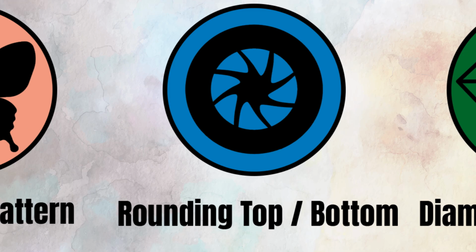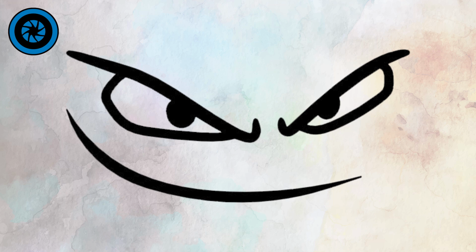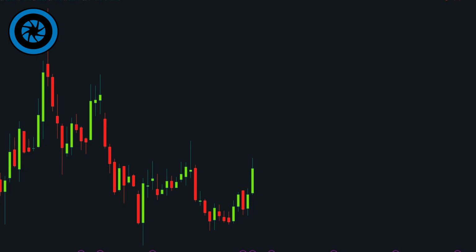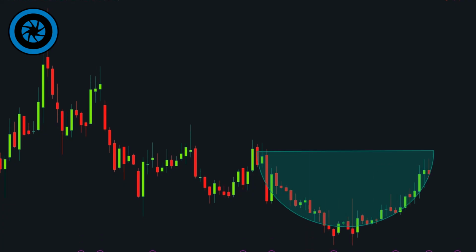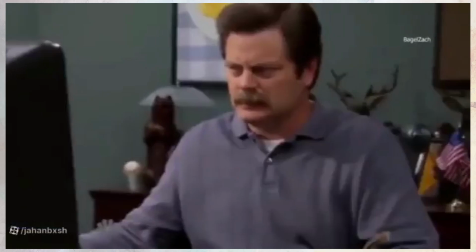Rounding top or rounding bottom, saucer. Slow turns. These patterns show a very gradual reversal, where price slowly curves upward, bottom, or downward, top, like a saucer. Observe this rounding bottom. The price slowly and smoothly curved downwards, then just as smoothly started curving back up. This indicates a long-term shift from selling to buying pressure.